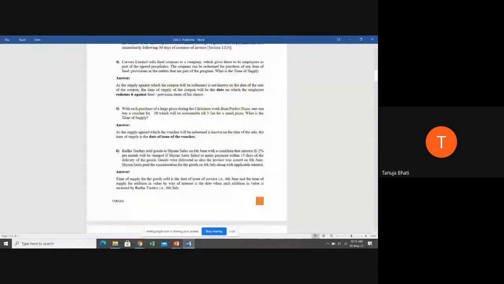Carvers Limited sells food coupons to a company which gives these to its employees as a part of their agreed perquisites. The coupons can be redeemed for purchase of any item of food or provision in the outlets that are a part of the program. What is the time of supply?